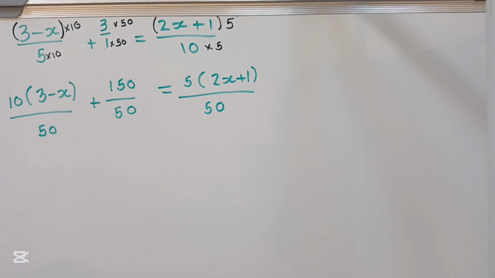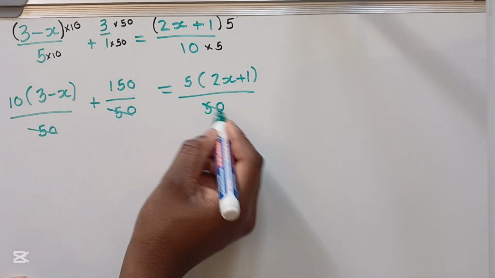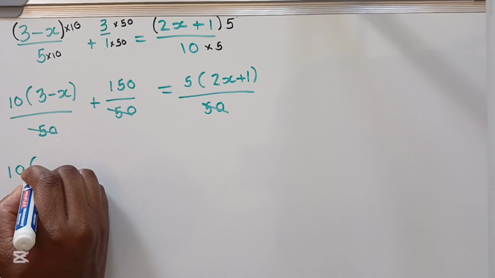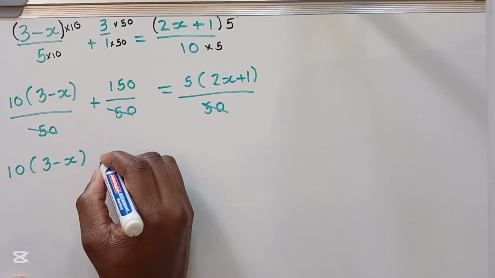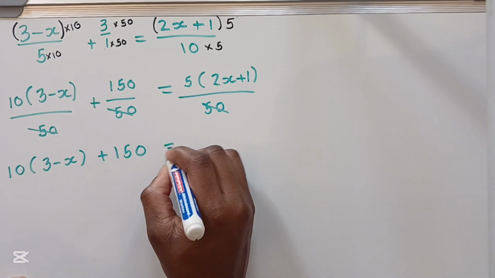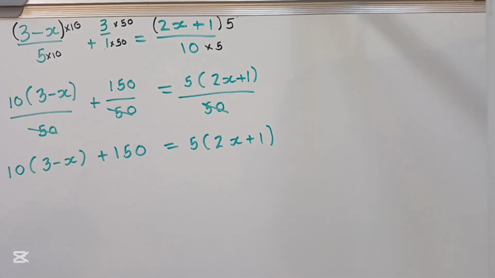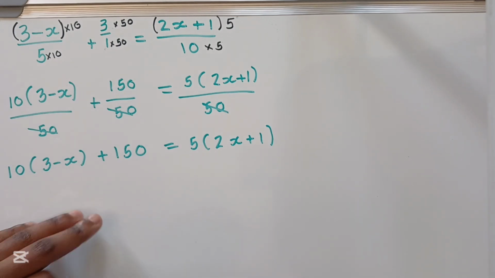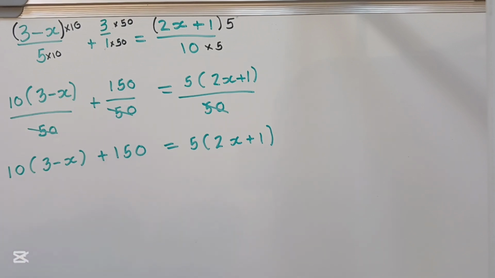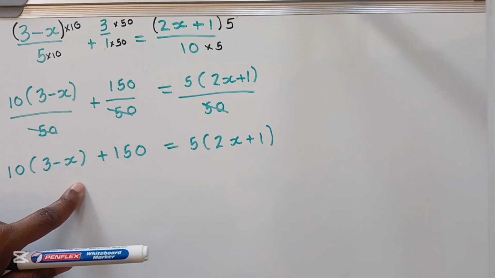Now, since the denominators are the same, we're just gonna bring down the numerators as they are, because the denominators are cancelled out. So you have 10, 3 minus x plus 150 equals to 5, 2x plus 1. Now, there are brackets involved here. Like I said in the very first part 1 of linear equations video, when there are brackets involved, we should eliminate the brackets by multiplying everything outside with everything inside.